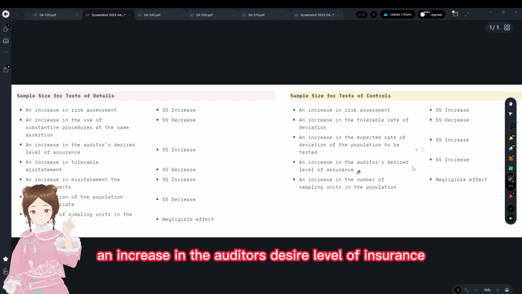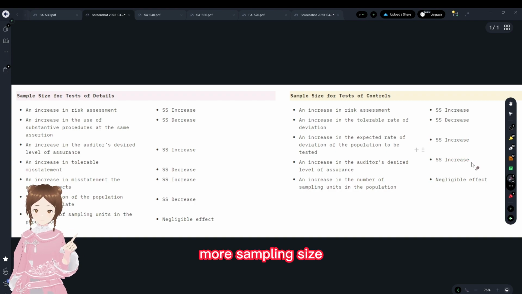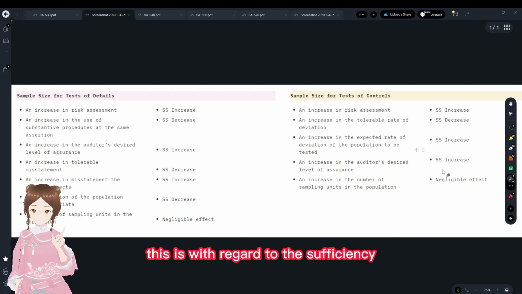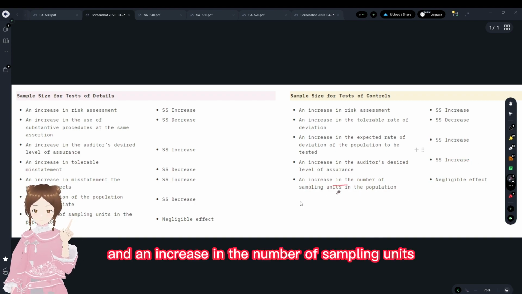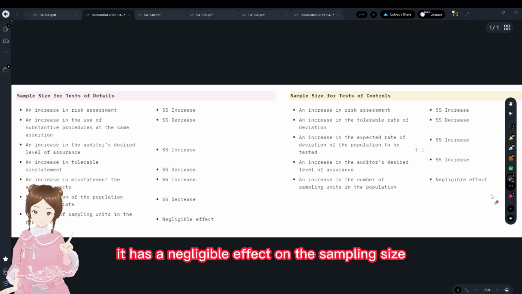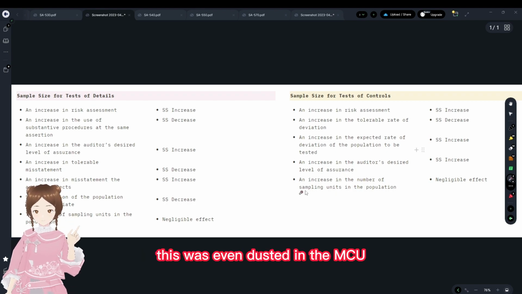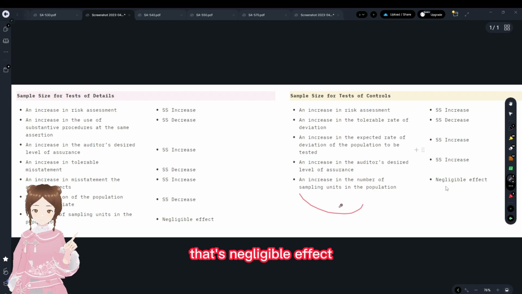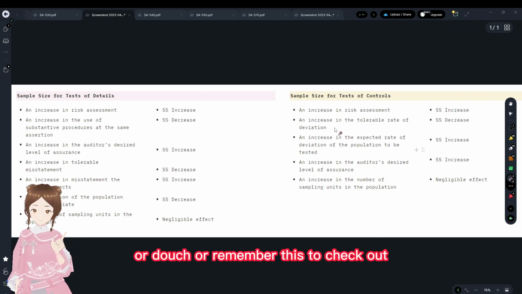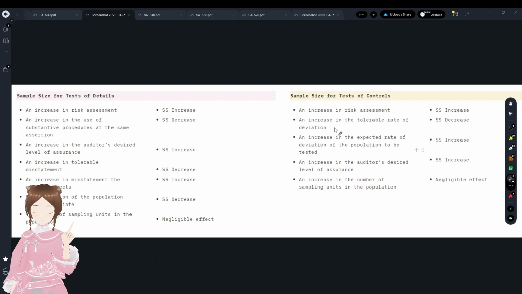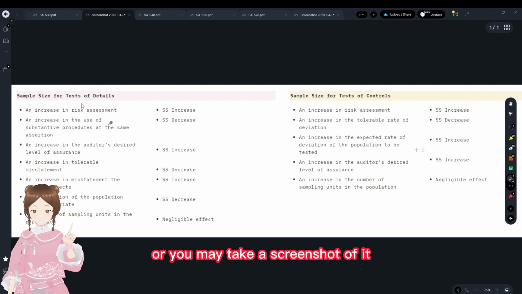An increase in the auditor's desired level of assurance: you want more assurance, more sampling size. This is with regard to sufficiency. An increase in the number of sampling units in the population has a negligible effect on the sampling size. This was even tested in the MCQ, that it's negligible effect. Don't skip this part, do remember this. Do check it out just one hour before the examination. It's an important part, or you may take a screenshot of it.